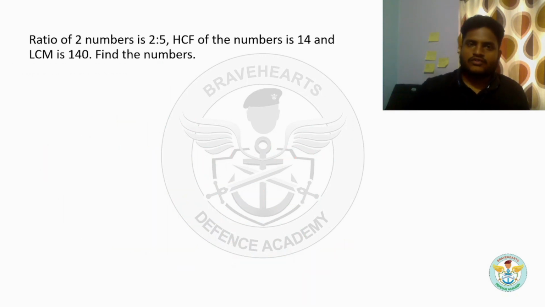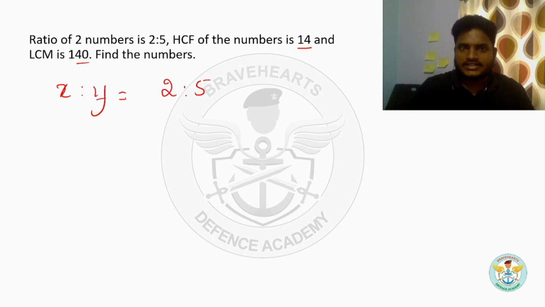The ratio of two numbers is given as 2:5. Understand this? The ratio, that is x is to y, is given as 2:5. The HCF of the numbers is 14 and the LCM is given as 140. So what will be your numbers?